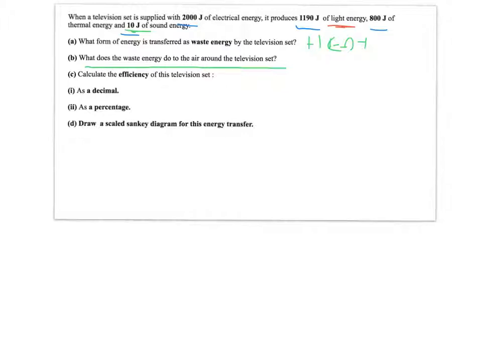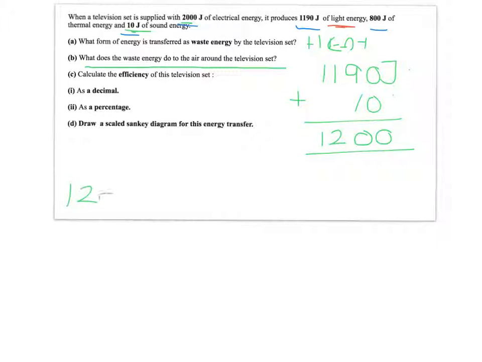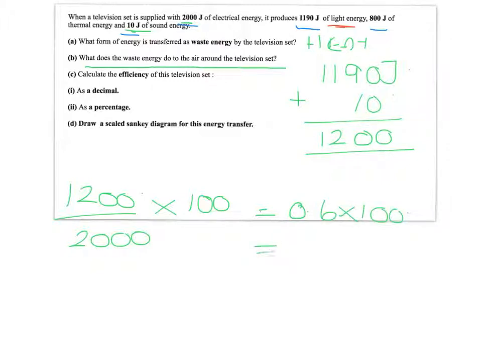Moving on to part C, we need to look at the efficiency of this television set. What's the efficiency? So we can see that we have 1190 joules, which is the light energy, plus 10 of the sound. So that will mean that we've got 1200 joules of useful energy being transferred by this TV. Bear in mind that we had 2000 going in, so it's going to be 1200 over our 2000 times by 100 to give us our percentage efficiency, and that works out at 0.6 times 100, or 60%, which is an okay efficiency.